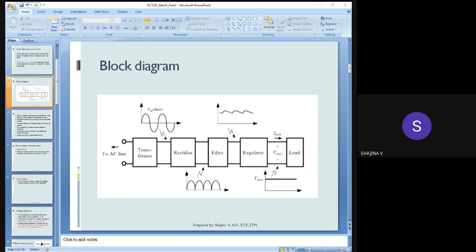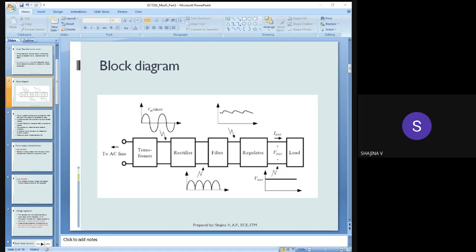So we have discussed linear regulated power supply, right? As you can see, let us recap what we said earlier. Here you have this unregulated AC supply signal from the AC mains.